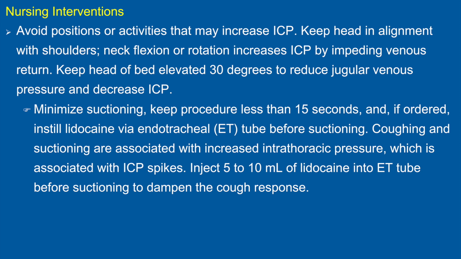Minimize suctioning. Keep procedure less than 15 seconds and, if ordered, instill lidocaine via endotracheal tube before suctioning. Coughing and suctioning are associated with increased intrathoracic pressure, which is associated with ICP spikes. Inject 5 to 10 mL of lidocaine into ET tube before suctioning to dampen the cough response.